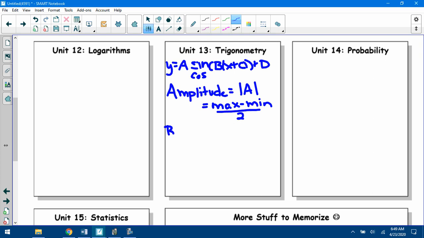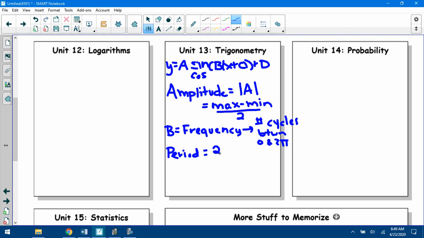B is the frequency, and remember what that means too. That's the number of cycles specifically between 0 and 2 pi. I don't use that a ton. We know that period is 2 pi over B. But again, more importantly, what does period mean? Period is a length of time, the length of one cycle.